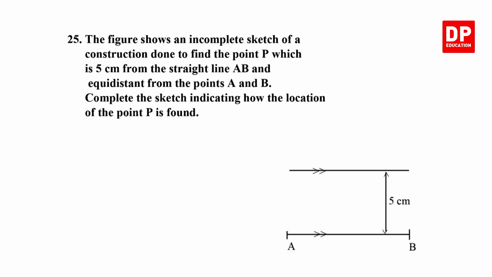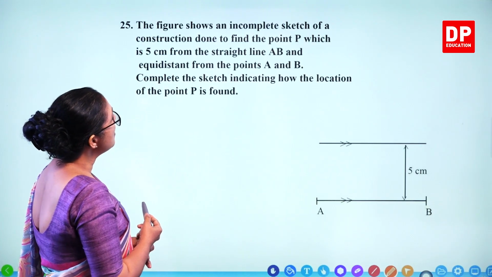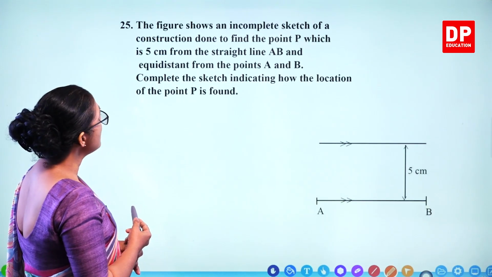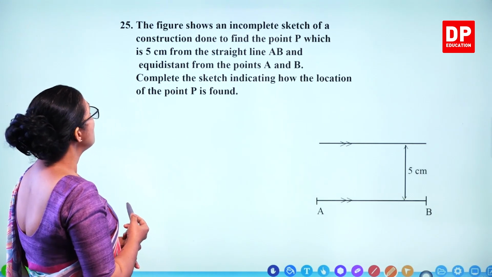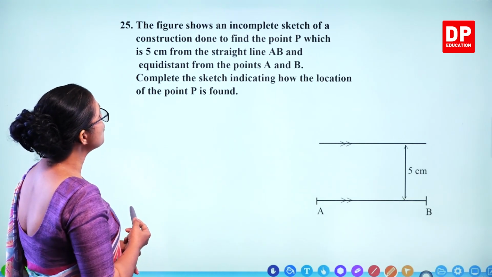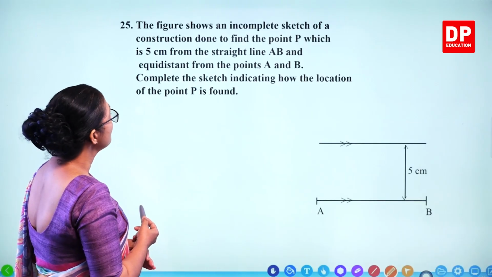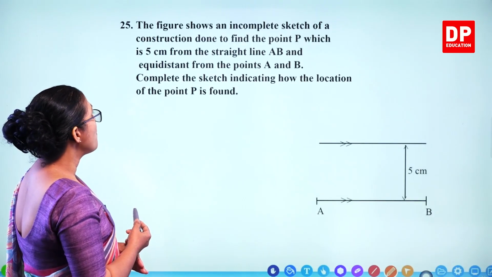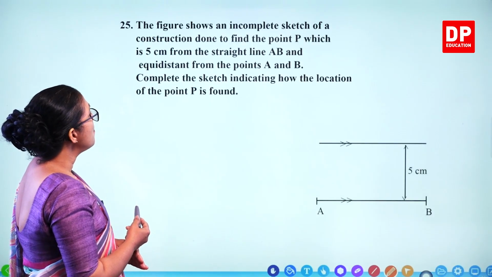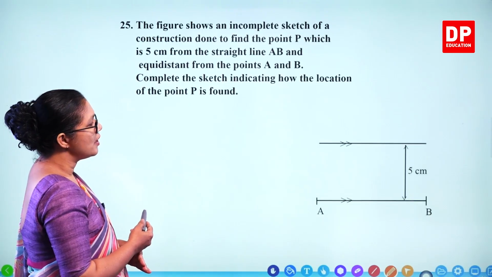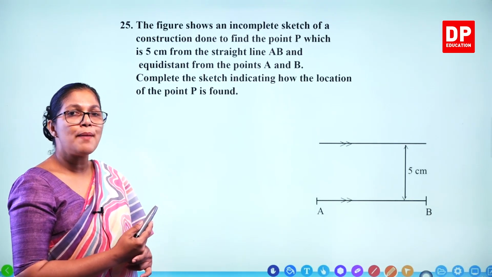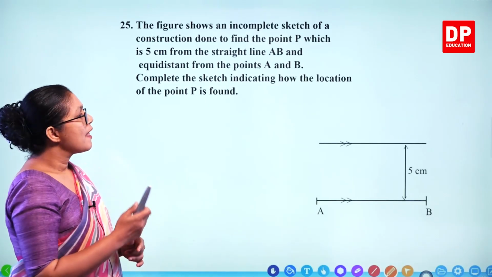Question number 25. The figure shows an incomplete sketch of a construction done to find the point P, which is 5 centimeters from the straight line AB and equidistant from the points A and B. Complete the sketch indicating how the location of the point P is found. So what are the 4 loci points you need to know?